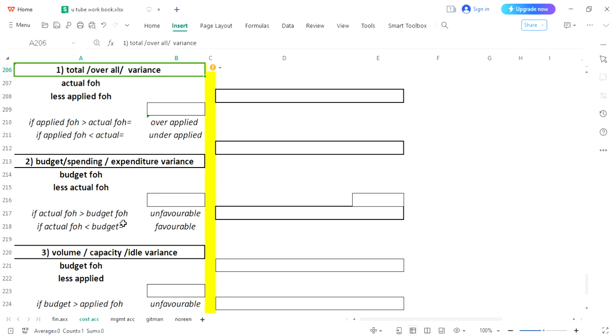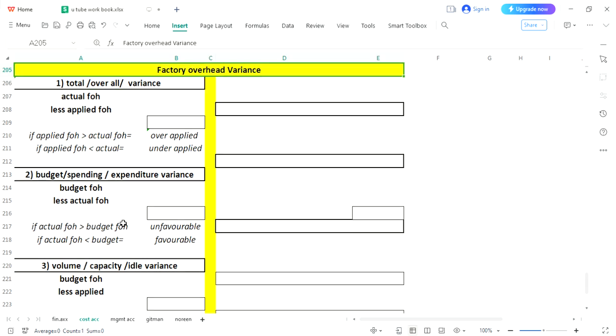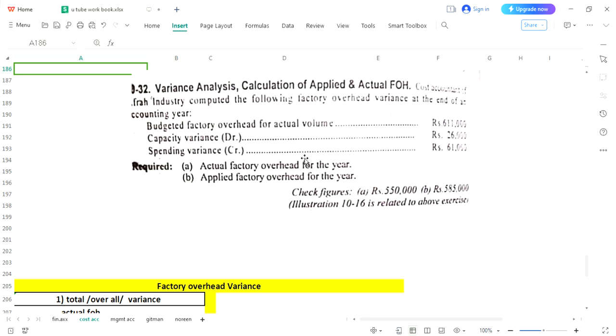Even though we haven't looked at the question, we haven't seen the nature of the question, we filled the left side of our proforma and now we are going to see what the nature of the question is. Look over here, this is the introduction, and from here, the budget factory overhead for actual volume is 611. It's amazing, he directly provided you the budget FOH. Normally you have to calculate it with a two-line formula.